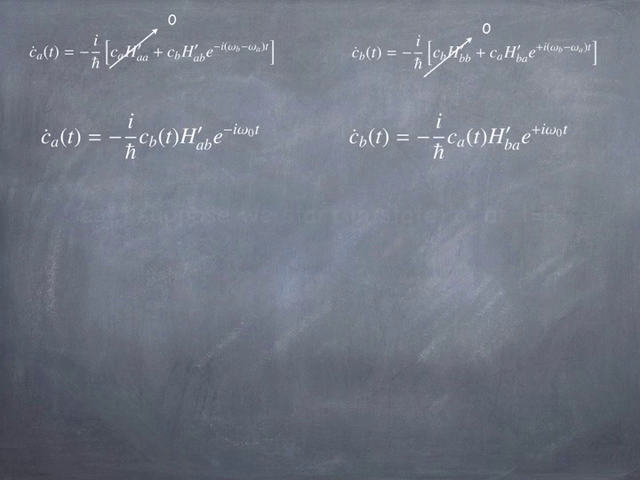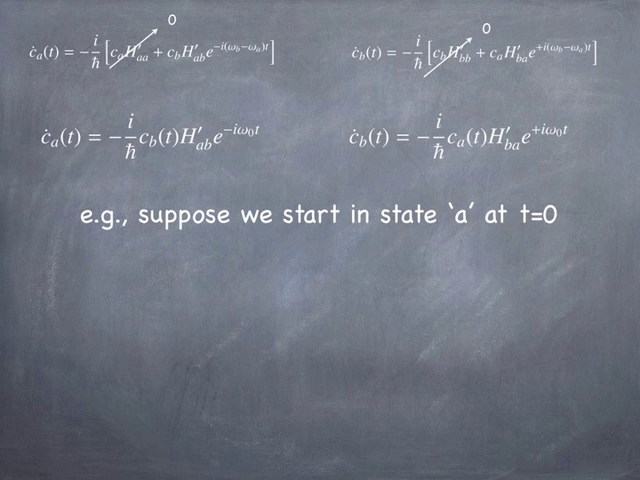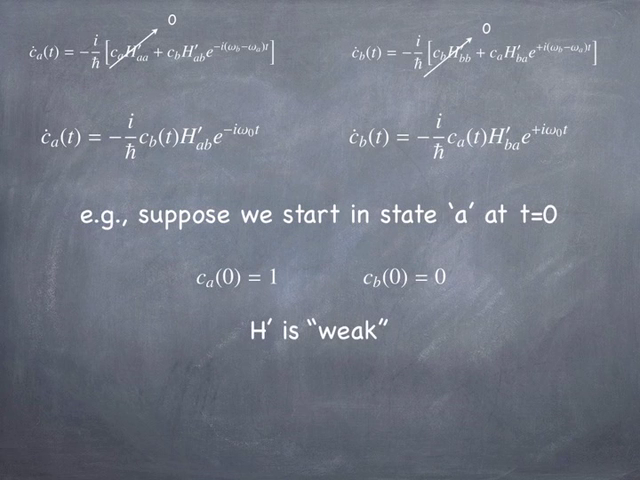So here's the idea. Let's say we started out in state A at t equals 0. How do we express that? Well, you just say CA is equal to 1 and CB is equal to 0 at t equals 0. So that means the system is definitely in state A. And let's further assume that H prime is in some sense weak.